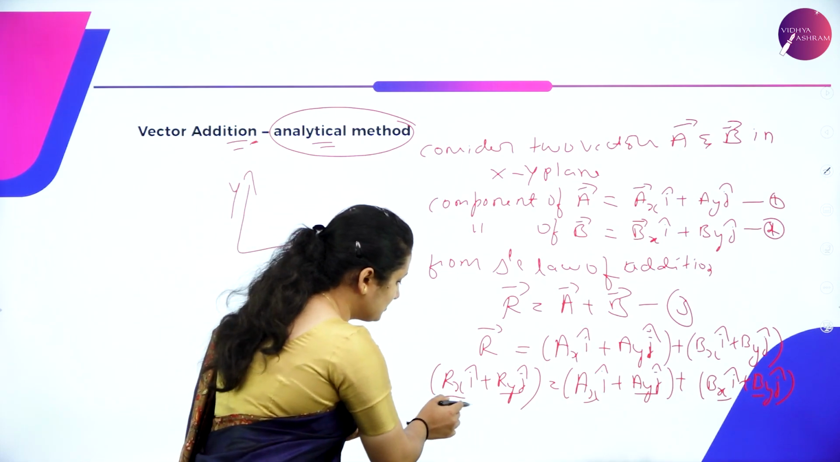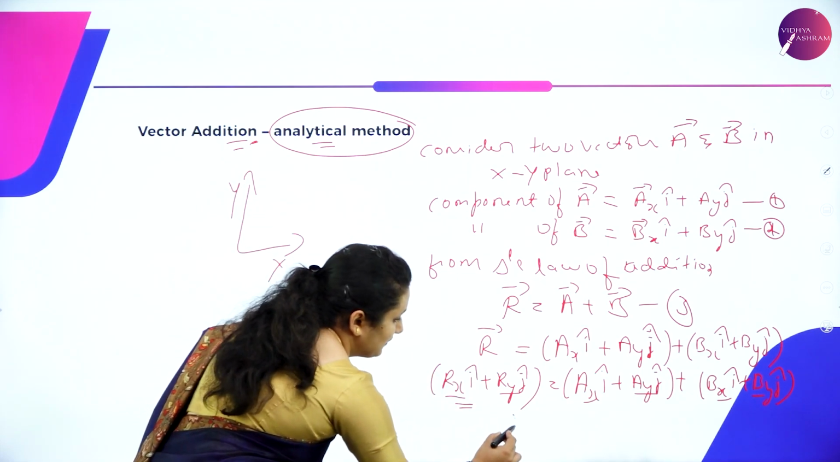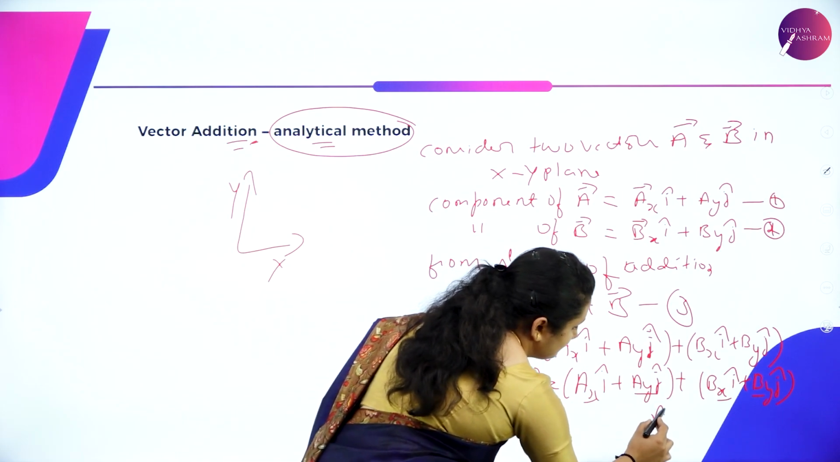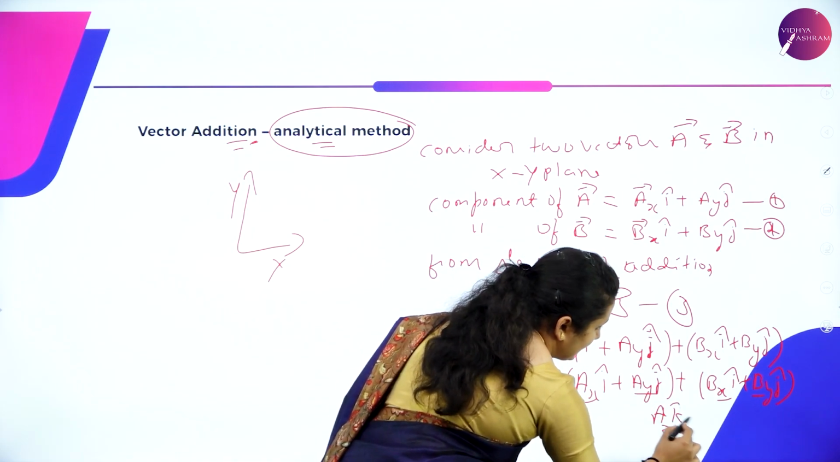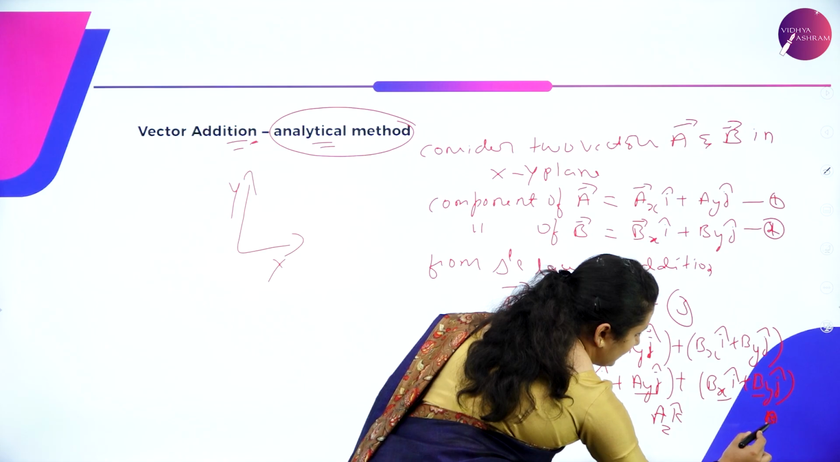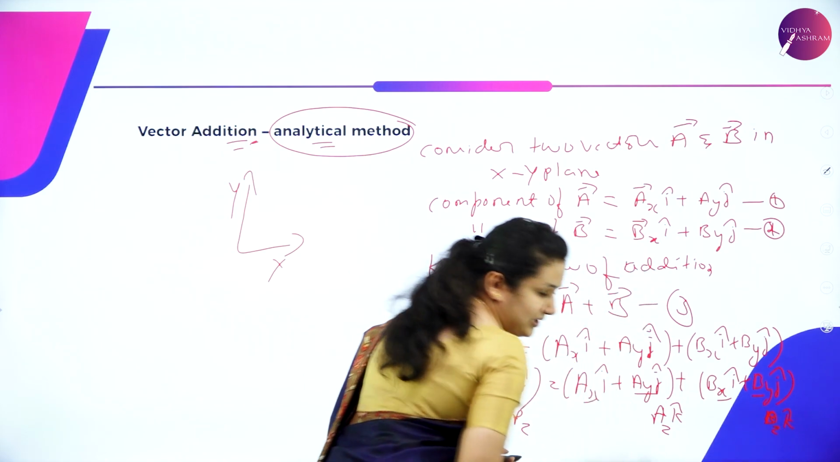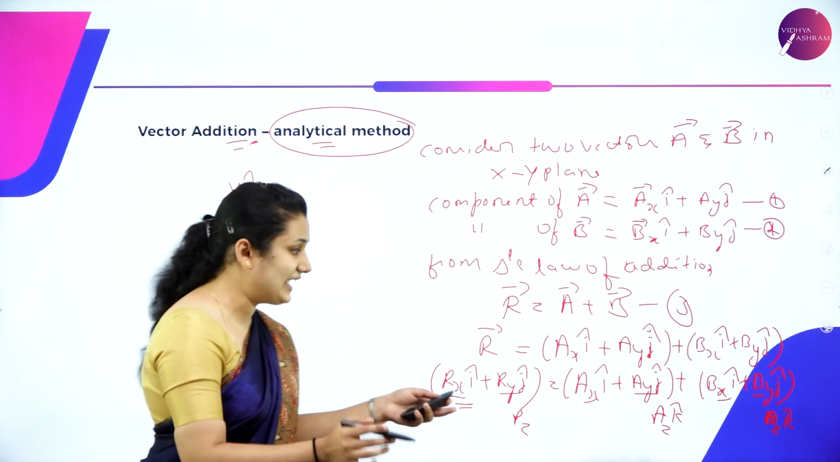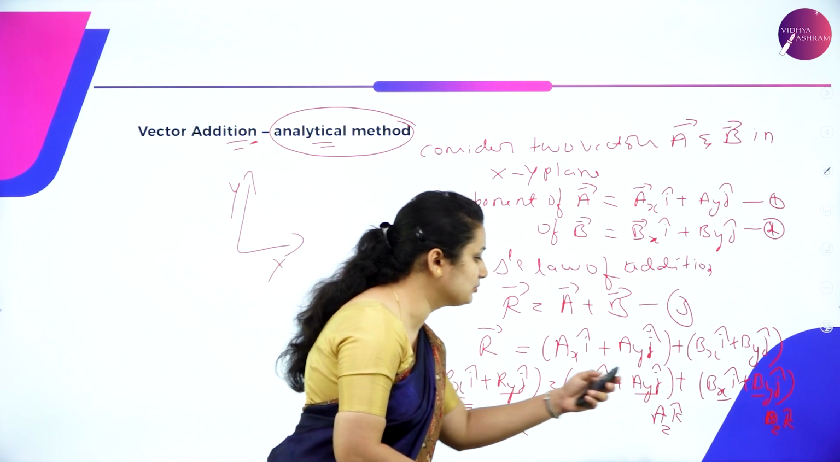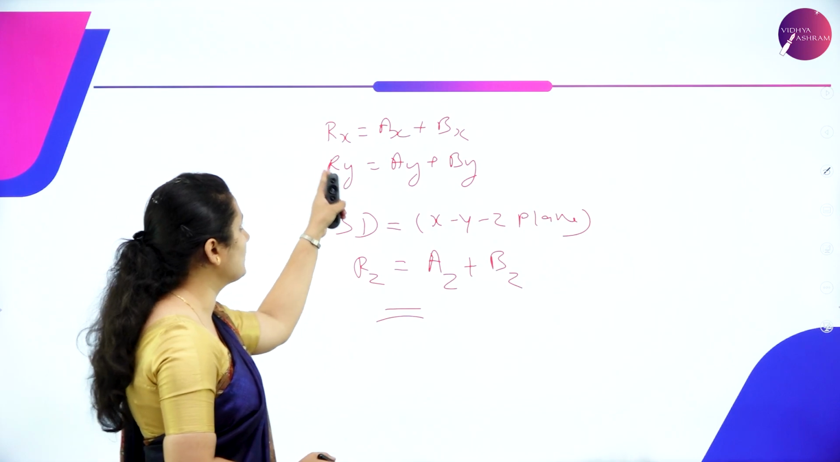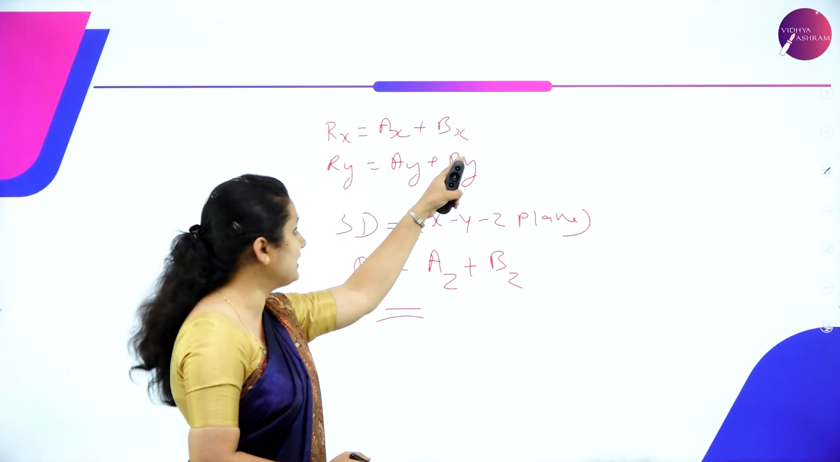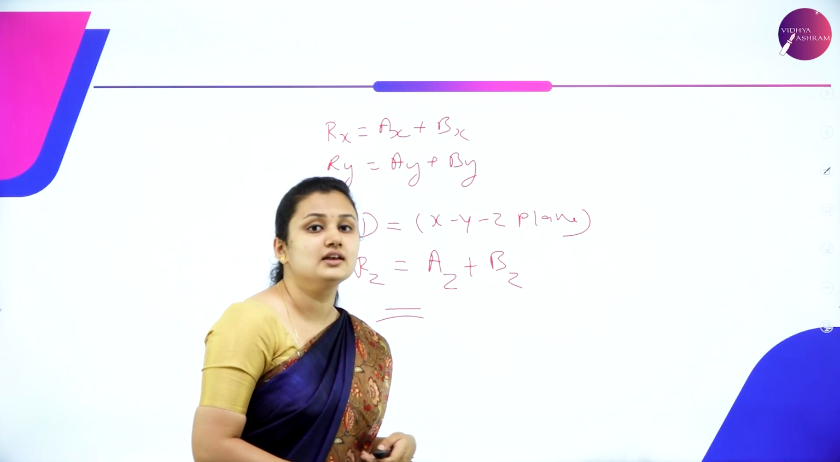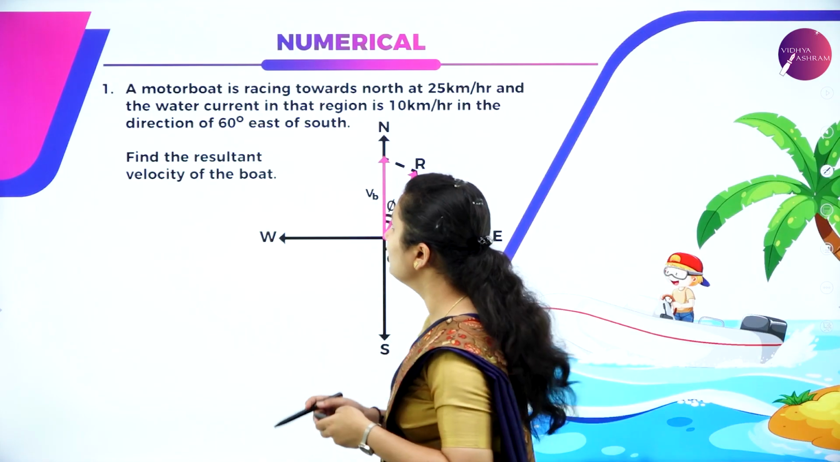So you'll get this equation. If you have Z, then we'll include Rz, Az k cap and Bz k cap here. For 2D, it is only X and Y. On separating the X term to one side and the Y term to the other side, we get the equations Rx is equal to Ax plus Bx, Ry is equal to Ay plus By. Next, you have a numerical.